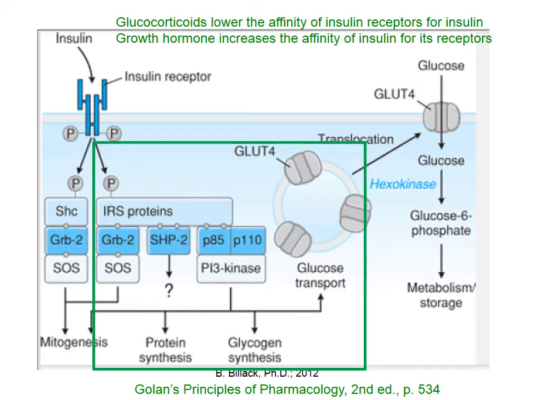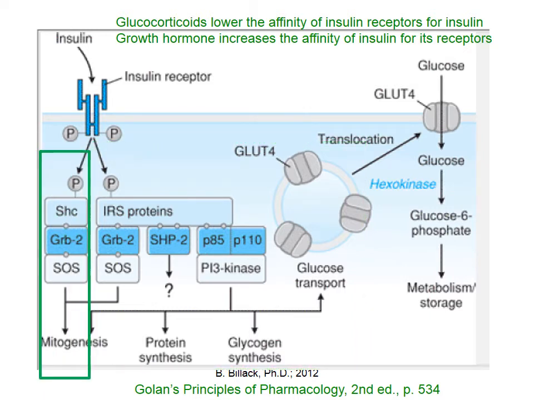However, if we look to the left, we also see that the activated insulin receptor phosphorylates a substrate called SHC, which further activates proteins that are involved in mitogenesis or cell growth and division. So insulin, in addition to its ability to lower blood glucose, is actually a growth factor.